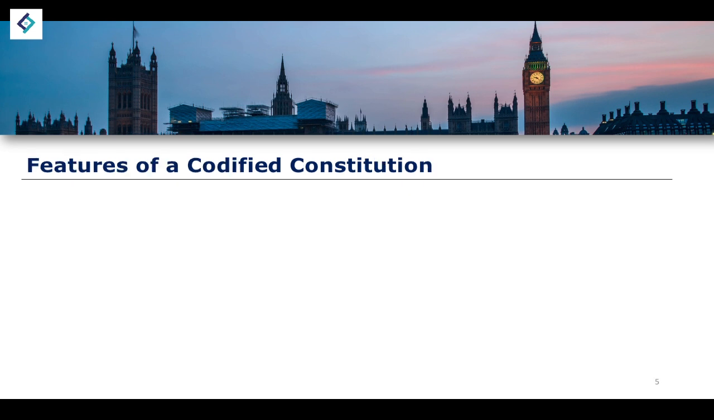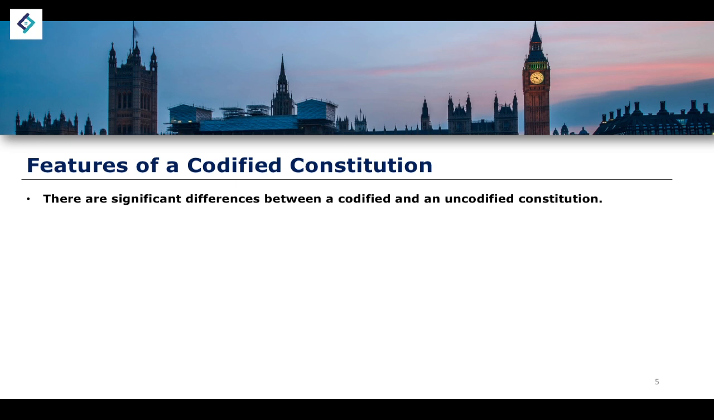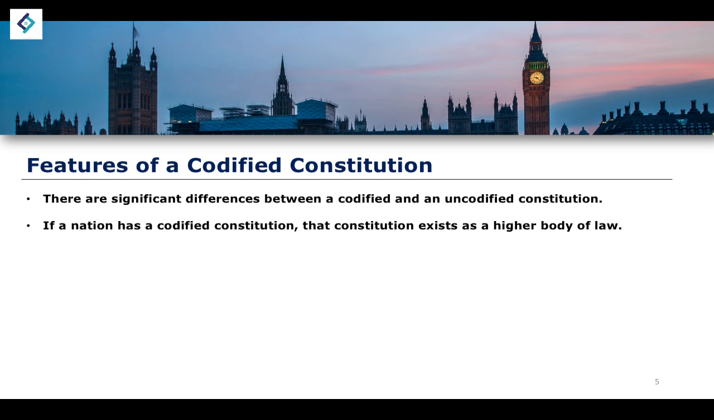So what are the features of a codified constitution? If we had a codified constitution in the United Kingdom, or if we were looking at the United States Constitution, what are the features of this particular legal settlement? Well, the significant difference between a codified and uncodified constitution is that a codified constitution exists as a, quote, higher body of law.